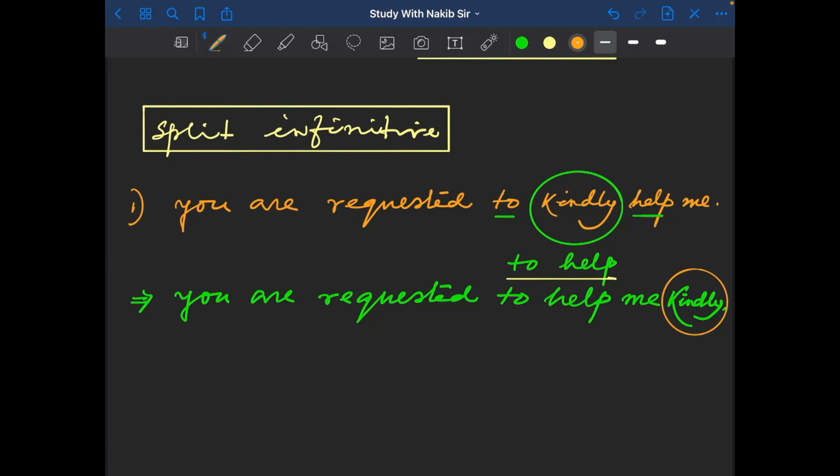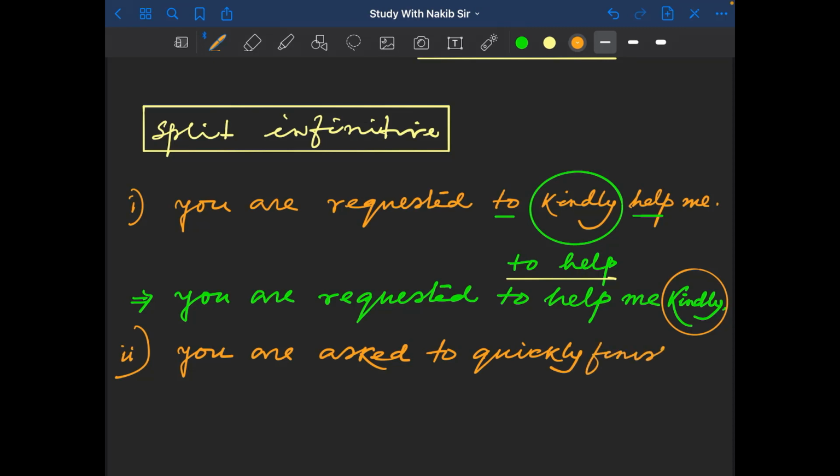Take another example. Number 2. You are asked to quickly finish this. To quickly finish this. See, quickly came in between to and finish. Quickly has broken the infinitive into two halves. Number 1 is to and number 2 is finish, and quickly is in the middle of them. It is a very bad style, so try to avoid the use of this.